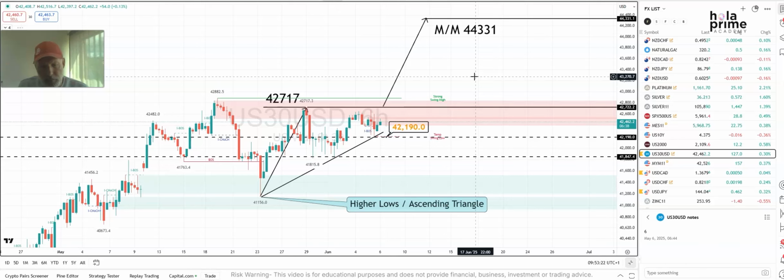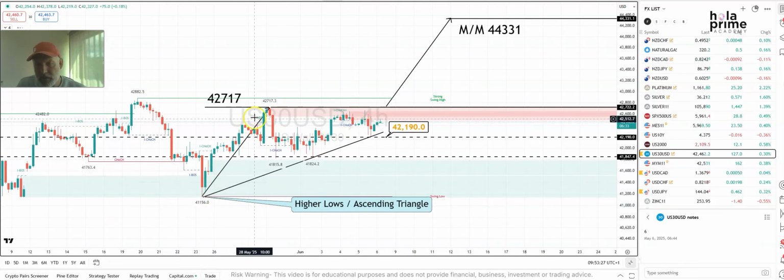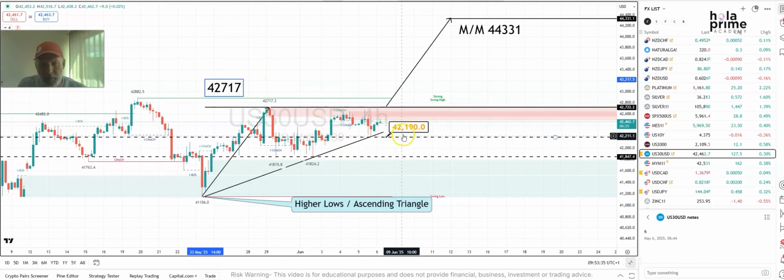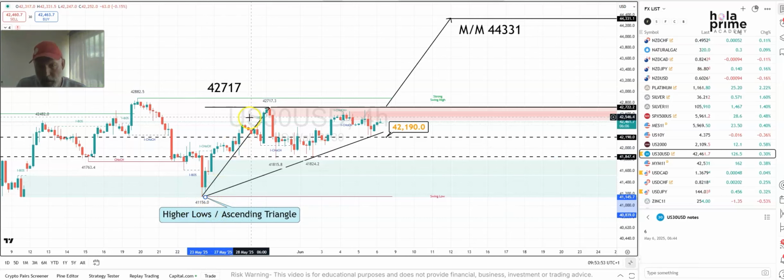What are we seeing? Well, we continue to see higher highs. Okay, so these dips are being bought, but we're struggling to break through this previous swing high at 42,717. Okay, this was my bespoke support level yesterday, 42,190. The dip lower got to 42,203, so 13 ticks short of that support level. But what do I see? I see higher lows, and I see a resistance level. So that tells me that these dips keep on finding buying interest.